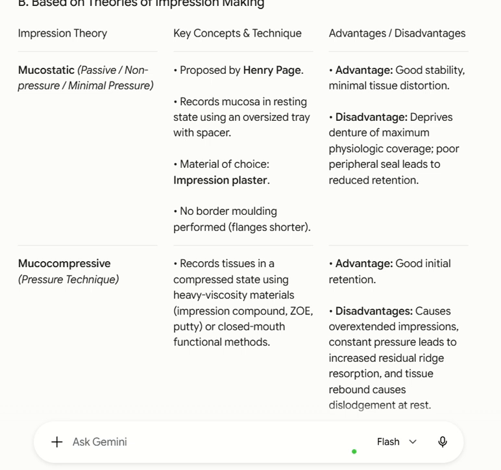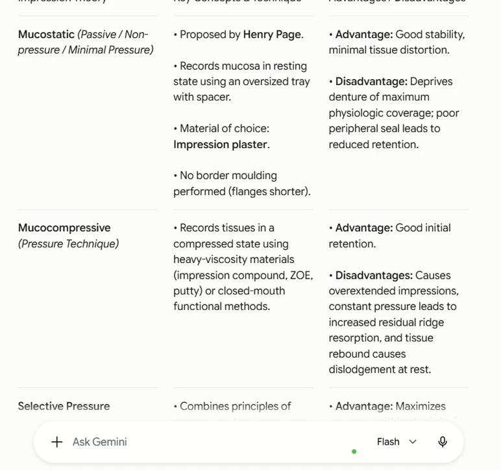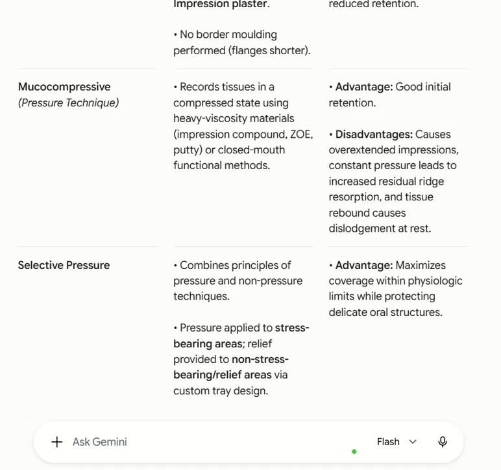Mucocompressive, pressure technique. Records tissues in a compressed state using heavy viscosity materials: impression compound, ZOE, putty, or closed mouth functional methods. Advantage: good initial retention. Disadvantages: causes overextended impressions, constant pressure leads to increased residual ridge resorption, and tissue rebound causes dislodgement at rest.